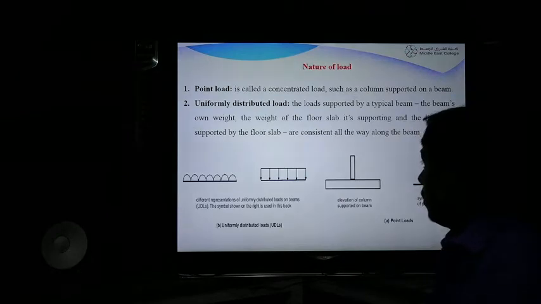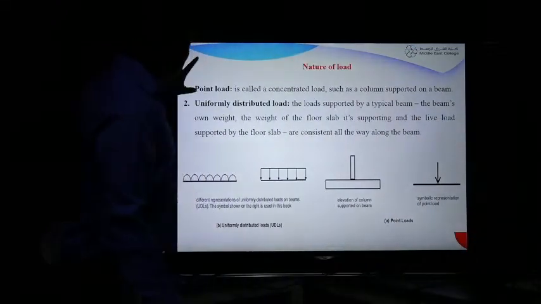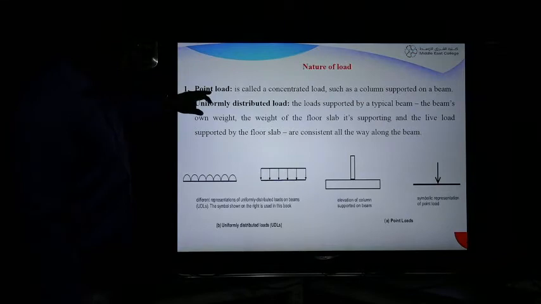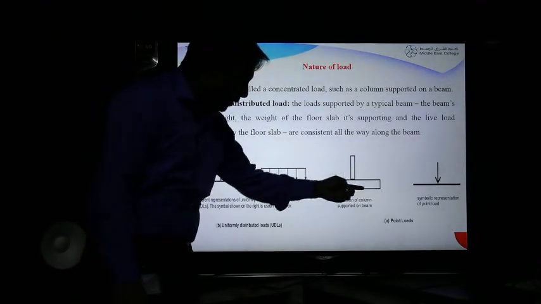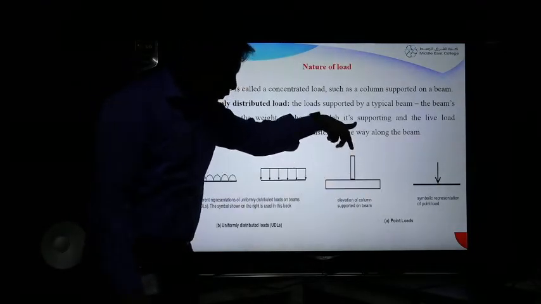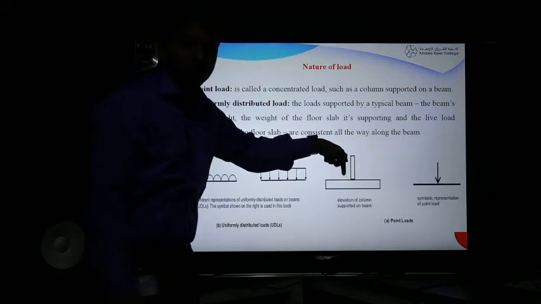A point load is called a concentrated load, such as a column supported on a beam. If you see here, we have a beam and a column is supported on the beam, giving a point load. This is a point load.